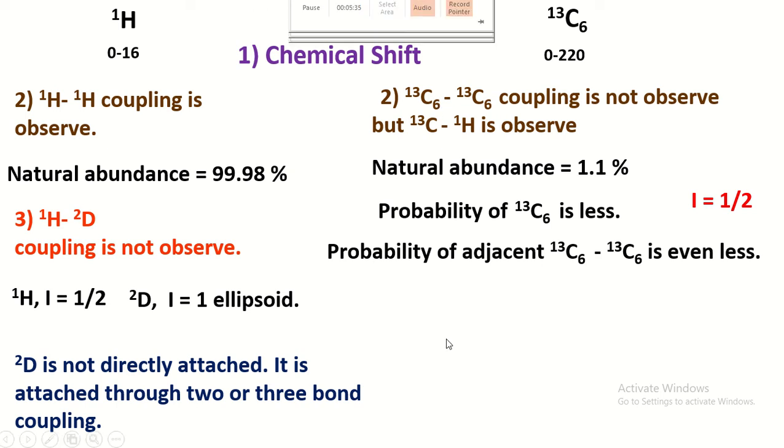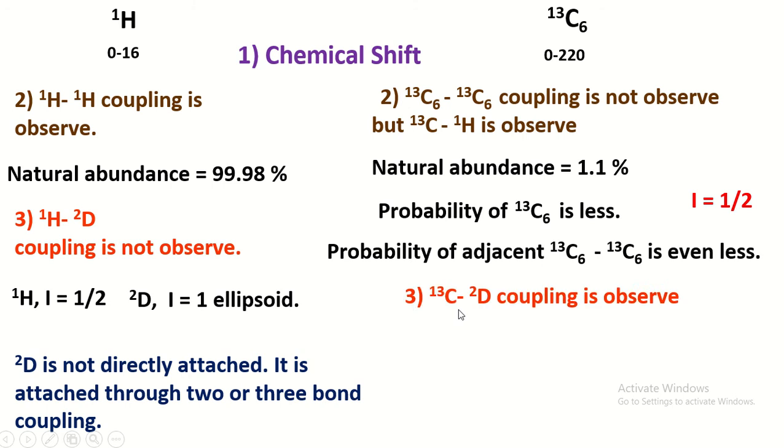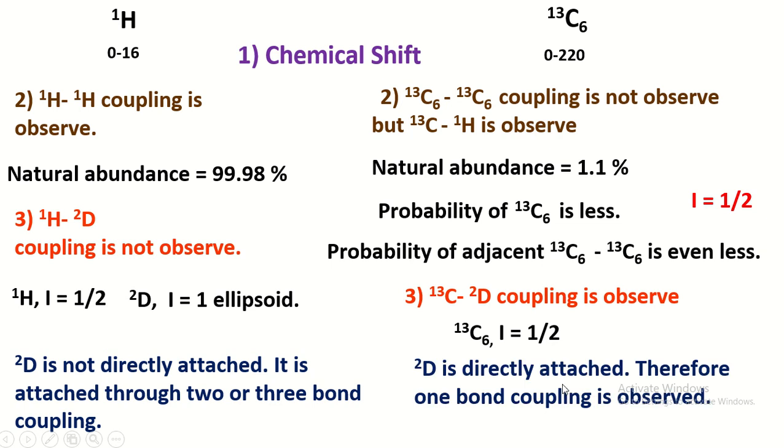But in the case of carbon-13 spectra, the carbon-13 deuterium coupling is observed because most of the time the deuterium is directly attached to the carbon-13 nucleus. The spin quantum number of the carbon-13 nucleus is 1/2, and the deuterium is directly attached. Therefore, one-bond coupling is observed in carbon-13 NMR spectroscopy.